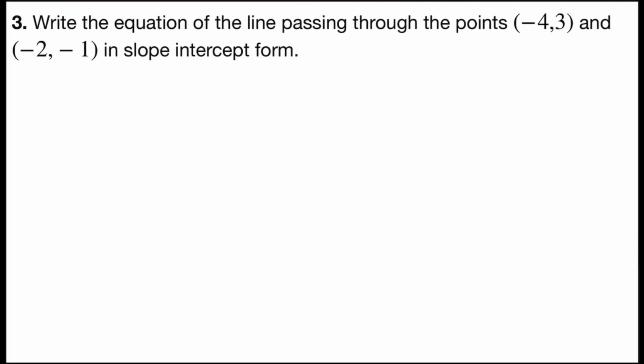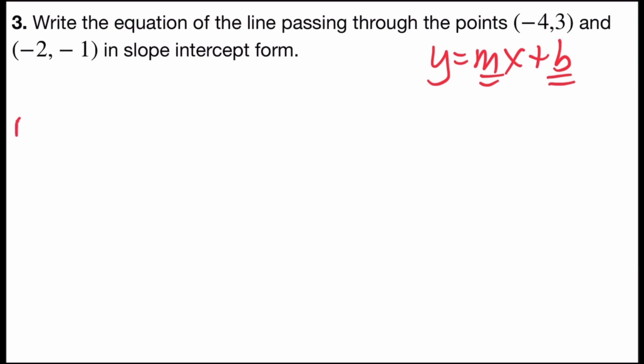Problem number 3 says write the equation of the line passing through the points -4, 3 and -2, -1 in slope-intercept form. Slope-intercept form is y equals mx plus b, where m represents the slope of the line and b represents the y-intercept. In this problem, I'm not given the slope directly or the y-intercept directly, and so I'm going to have to find them first.